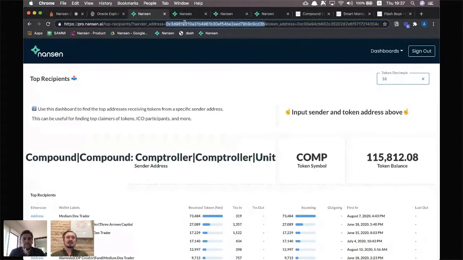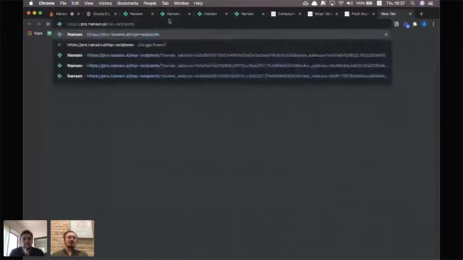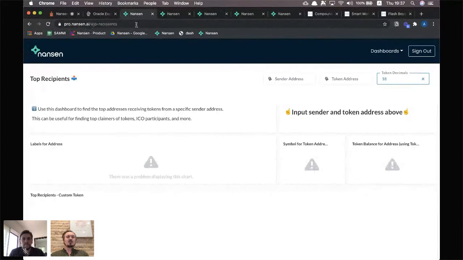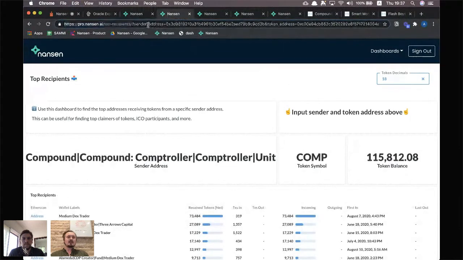That's how I personally like to use Nansen, but I can show you what it looks like if you don't plug that in. So if you just go to pro.nansen.ai/top recipients, you will have these parameters where you can plug in the same values. But I've just plugged them in as sender address and token address.